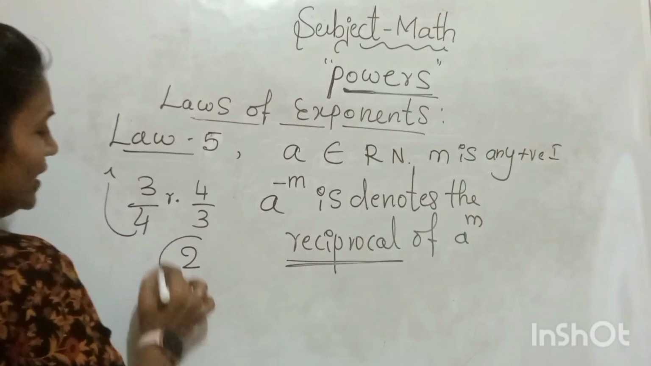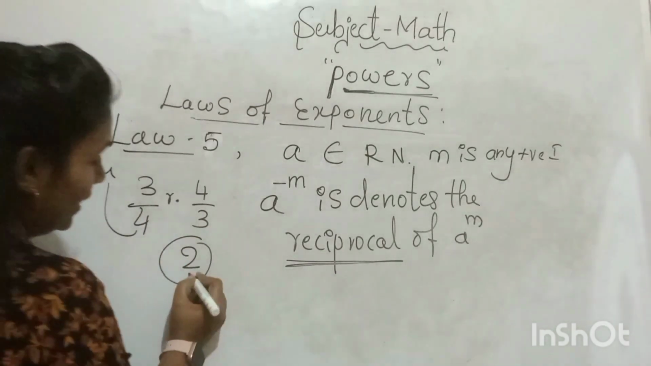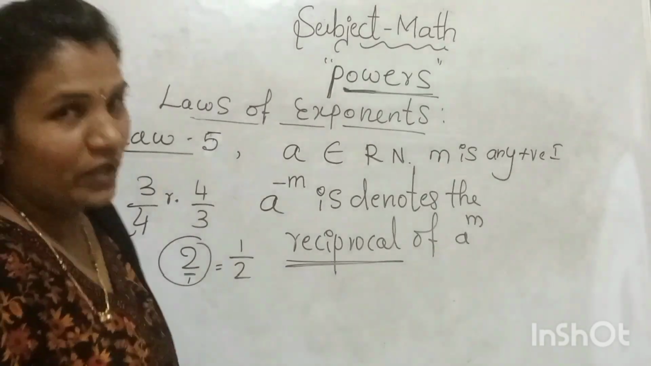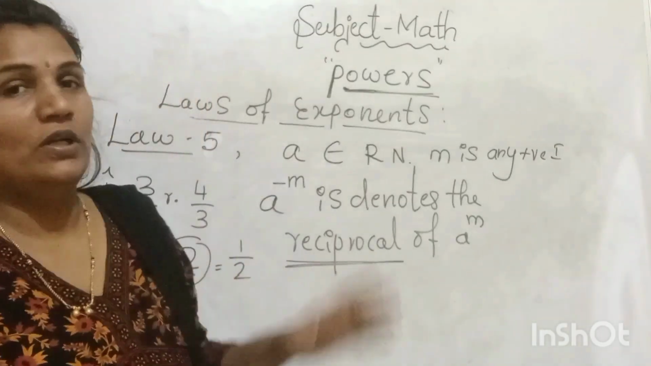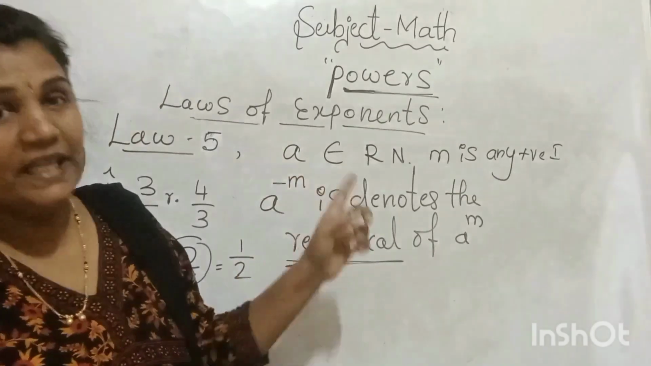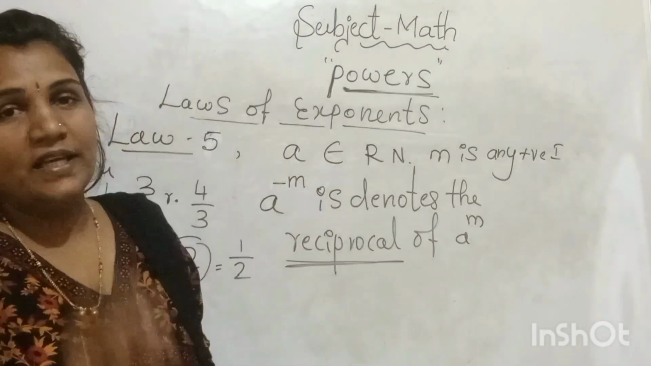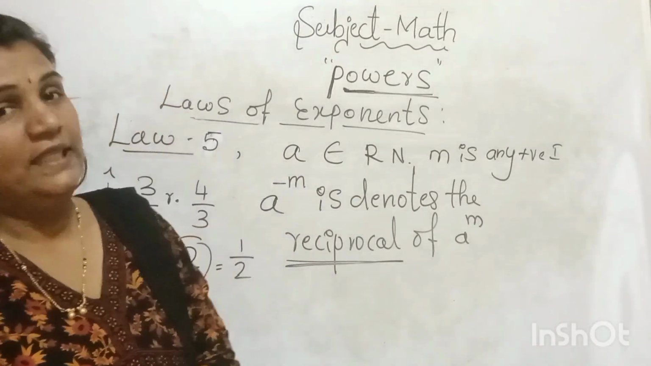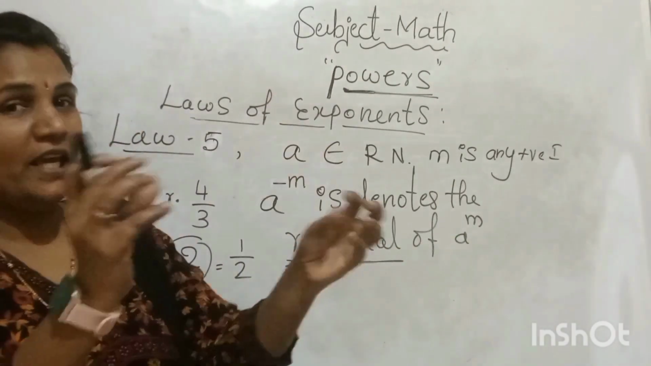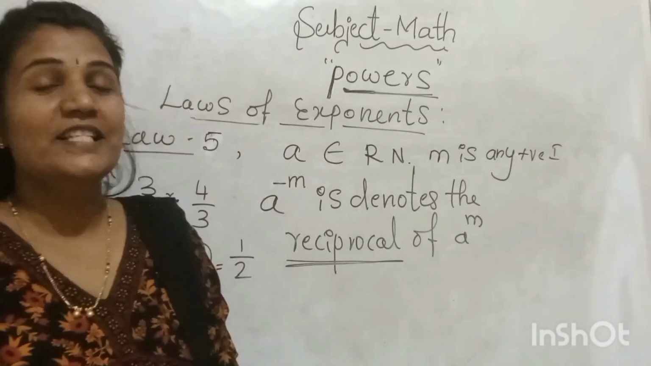Yes, here see, the number 2. What is the reciprocal of 2? 2 is nothing but 2 by 1. The reciprocal is 1 by 2. Okay. Yes, this is the reciprocal. This belongs to the fifth law of exponent. If a is any rational number with m a positive integer, then a to the power minus m denotes the reciprocal of a to the power m.